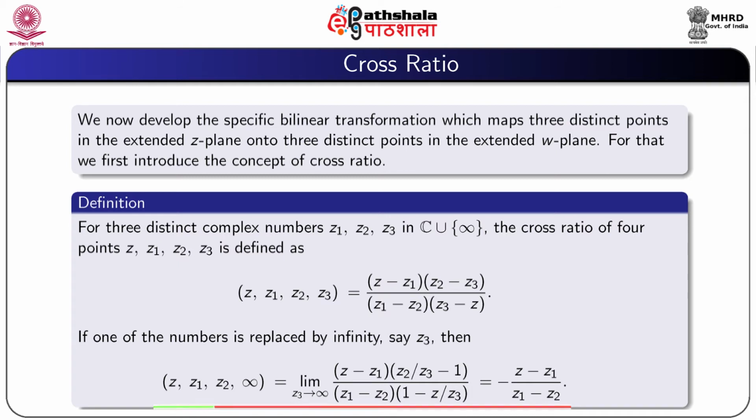and infinity equals the limit as Z3 tends to infinity of (Z minus Z1) into (Z2 by Z3 minus 1) by (Z1 minus Z2) into (1 minus Z by Z3), that is equal to minus of (Z minus Z1) by (Z1 minus Z2).